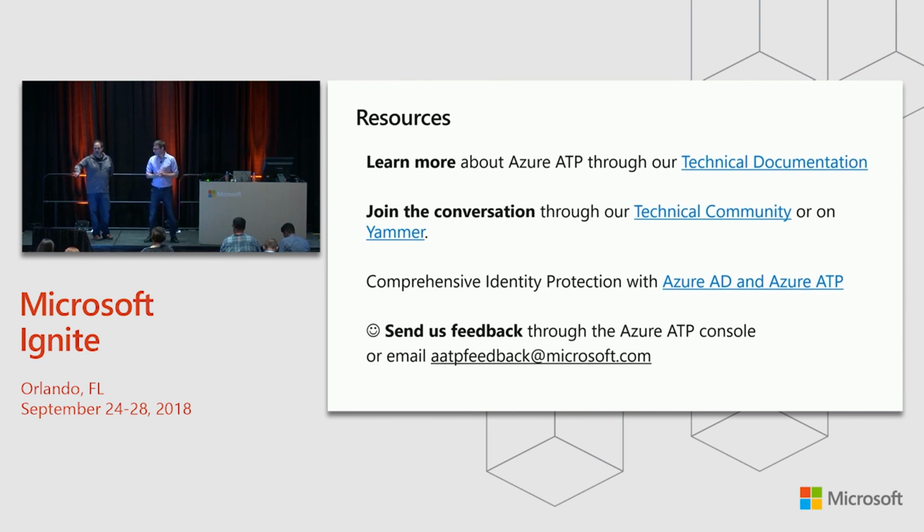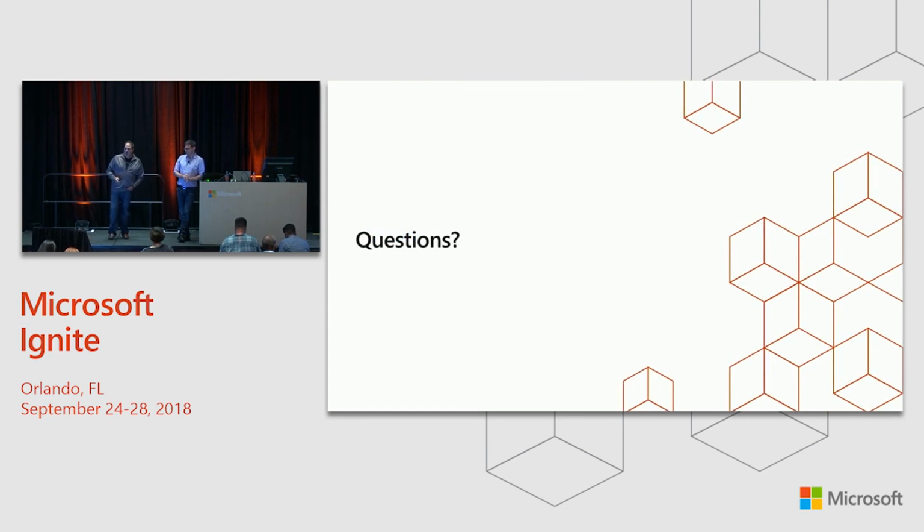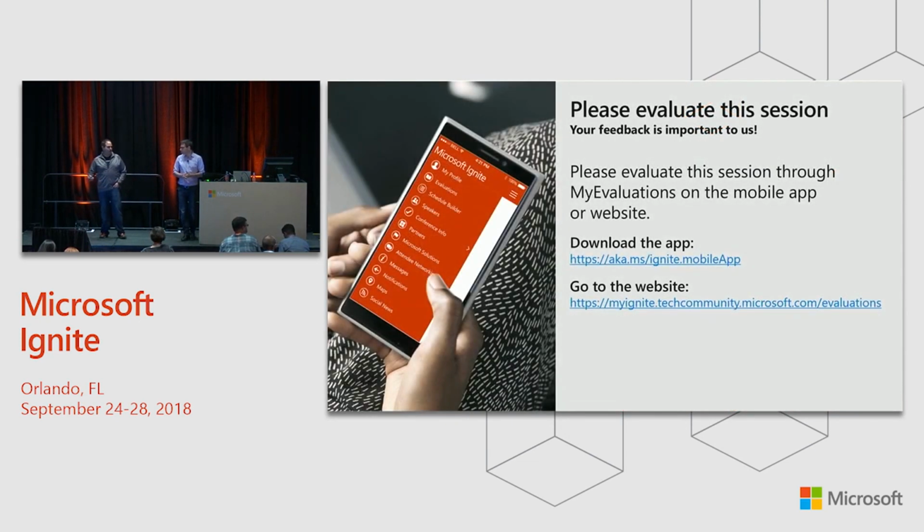There's a couple more resources we have in the slide deck you can download. You can send feedback to aatpfeedback@microsoft.com. The link to the comprehensive identity protection with Azure AD and ATP has a whole web page full of information, and we're going to put out a blog post, I believe, about the solution as well. So check the resources. With that, we will take questions.